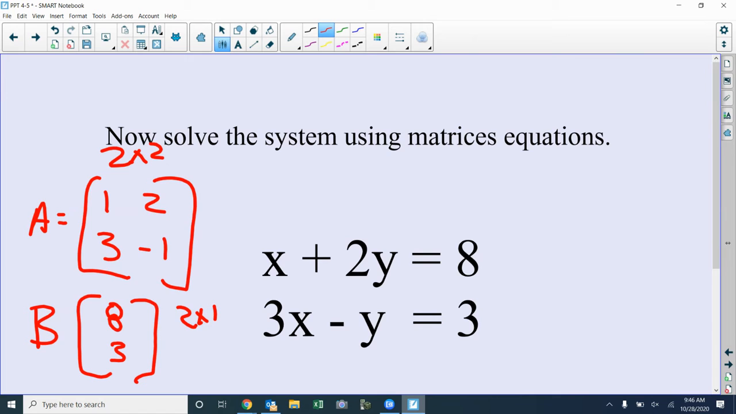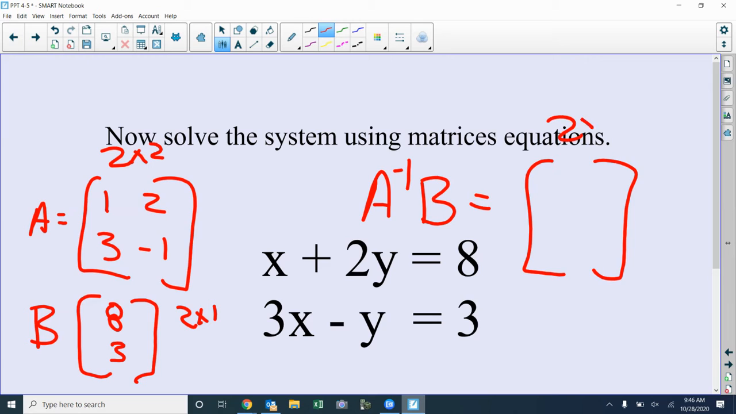Now, where do people make a mistake? They forget to do the inverse. A inverse times B. You should pop out a 2 by 1. Your X is gonna be on top and your Y will be on the bottom, because your X is first and your Y is second. Now you can solve a system of equations in about 30 seconds if you get better with your calculator. Would you agree?